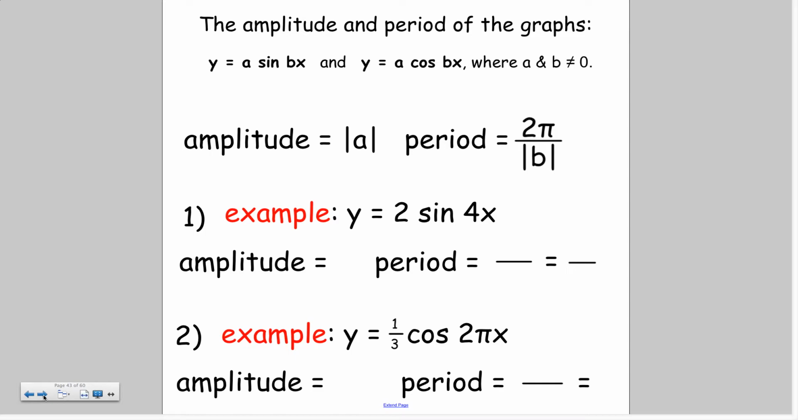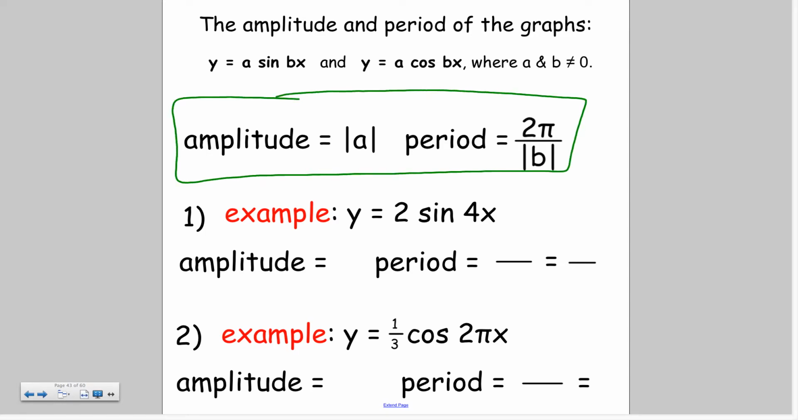Alright? So to actually find the period and amplitude, you use these formulas right here. So if you're given, at the top it says y equals a sine of bx and y equals a cosine of bx, where a and b are not zero. Your amplitude comes from the number in front. Okay, that's where that comes from. The period comes from anything in front of x.